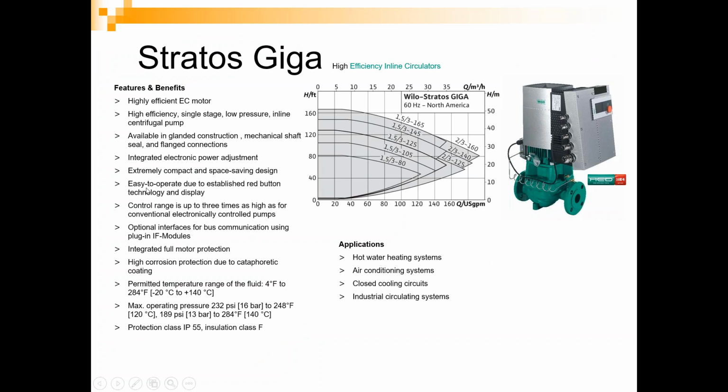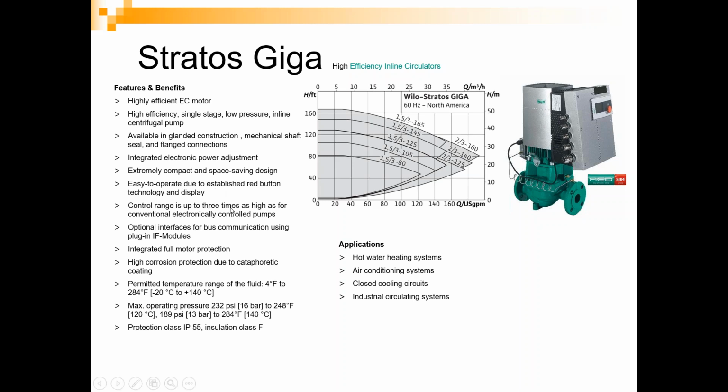This is the Stratos Giga. I still need to update this slide. But the Stratos Giga is a vertical inline electronically commutated motor pump from Riello. This pump goes all the way out to about 500 GPM now. They have the larger sizes, and they go from smaller all the way up to about 500 GPM.